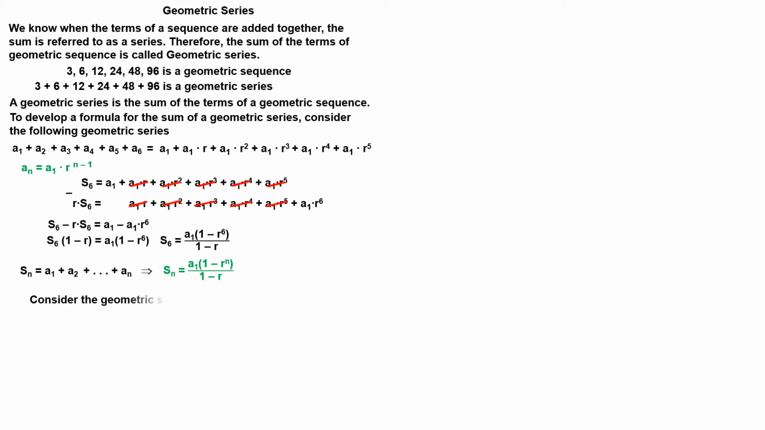Consider the geometric sequence. The common ratio is 3, and the first term is 3. To find the 7th term, take the general term formula for a geometric sequence and substitute the known values into the formula.